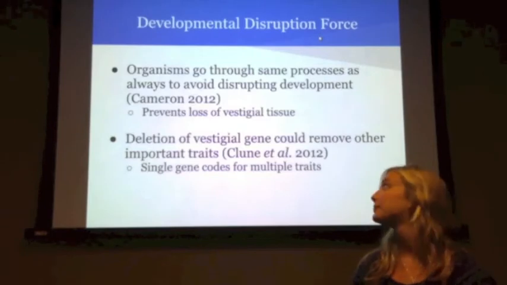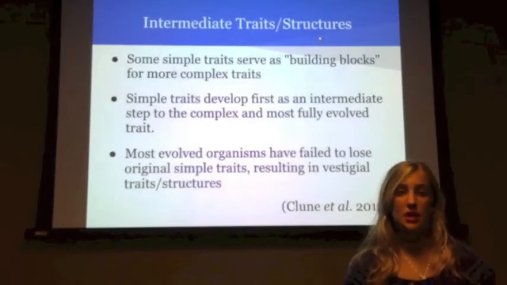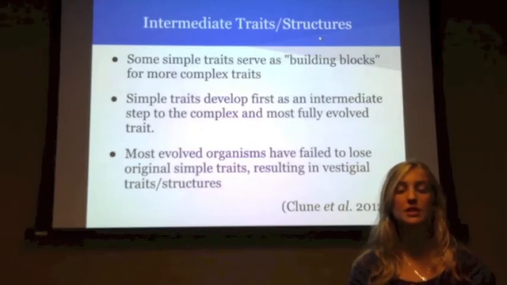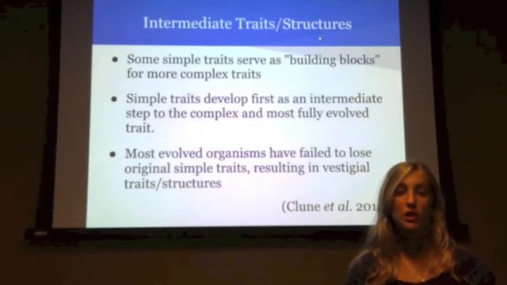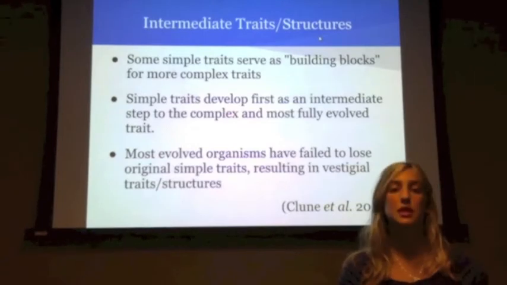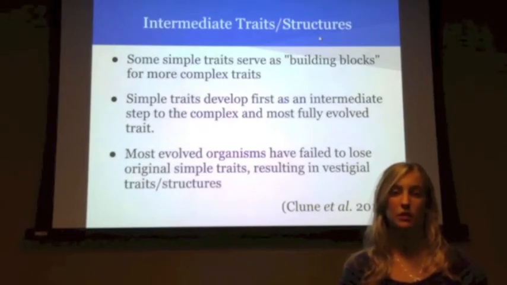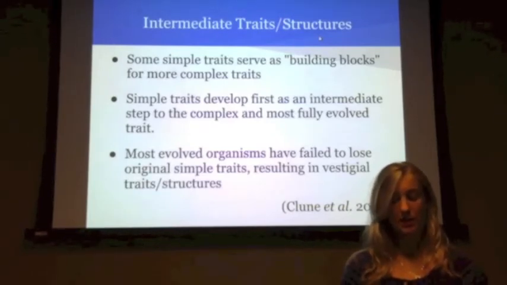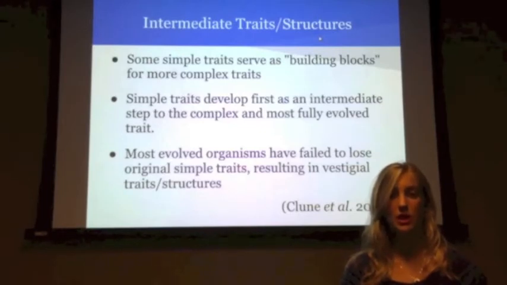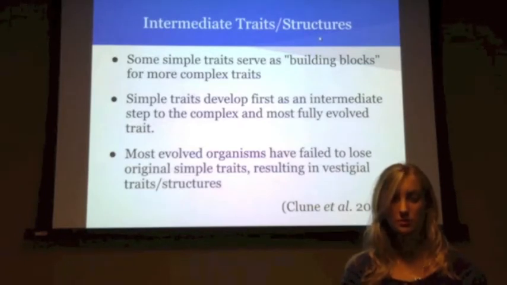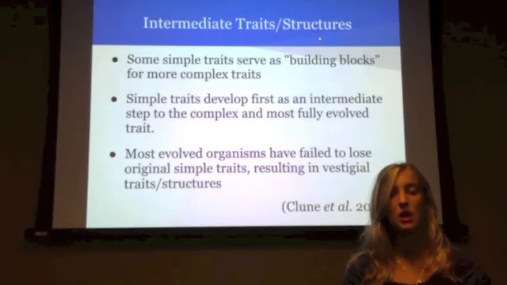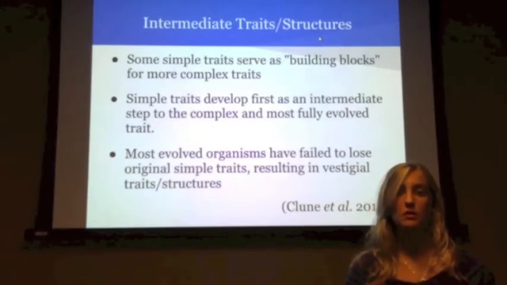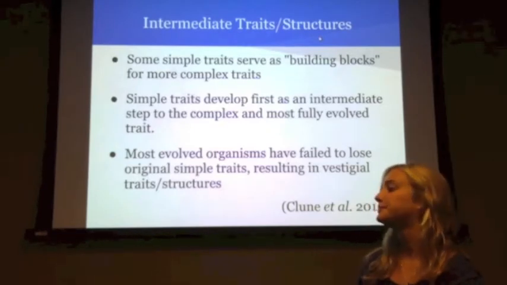Our next topic is intermediate traits and structures. Simple traits are the building blocks of all organisms, bridging the gap to more complex traits. These simple traits appear first, as intermediate steps in the developmental process of fully evolved traits. Any disruption that affects the development of these original simple traits could inhibit the development of more complex traits later on in the developmental process. For this reason, most evolved organisms have held on to their original simple traits, resulting in the existence of intermediate traits and structures.